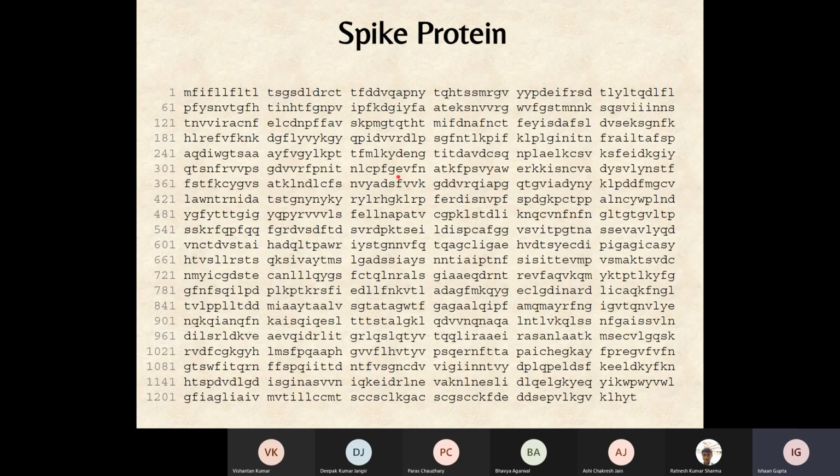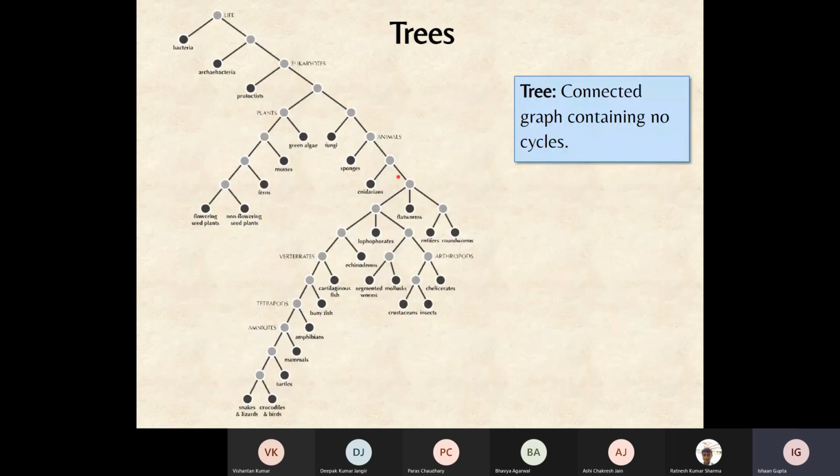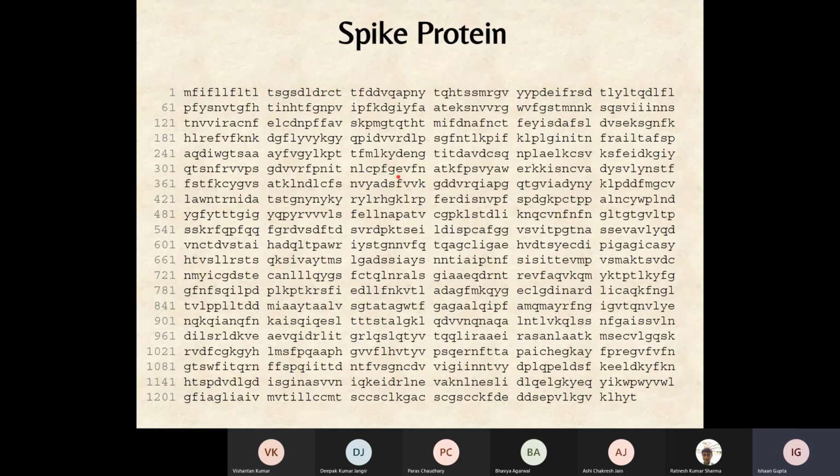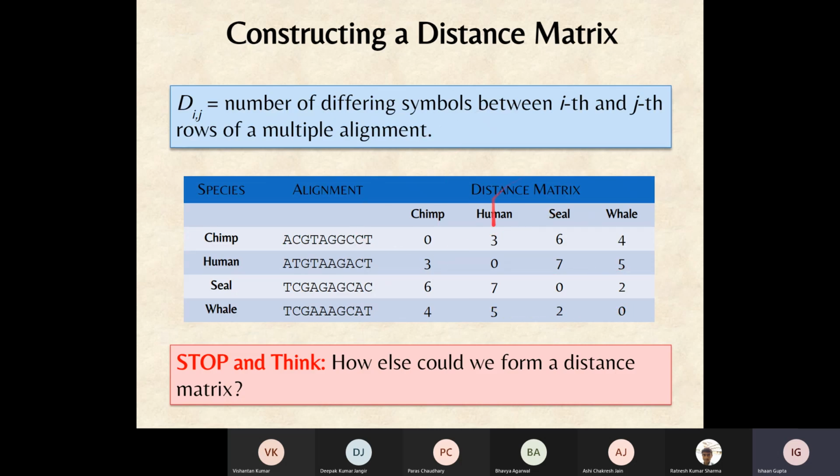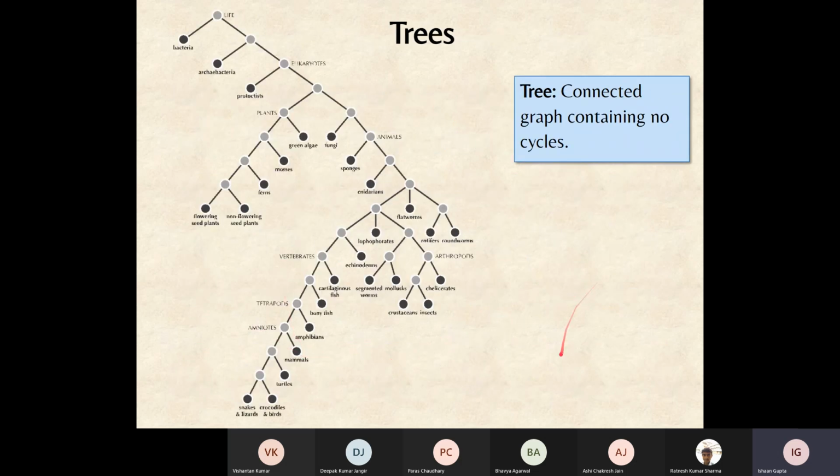So this is how the spike protein looks like. All right. And we are going to come up with ways of looking at the spike protein. Spike protein essentially is the protein in the coronavirus, in the outer membrane, which binds to the human cells using another protein called the ACE2 protein. So we basically want to go from this kind of a distance matrix to such trees.